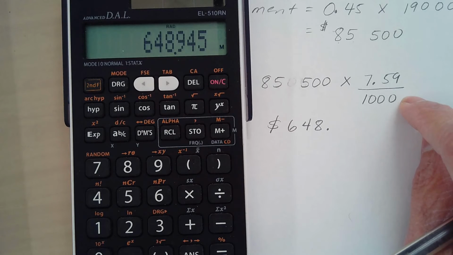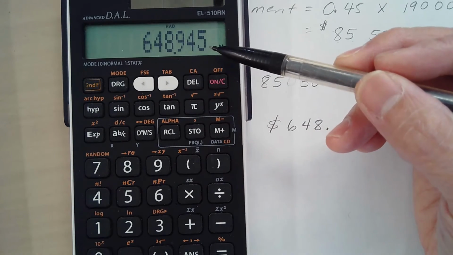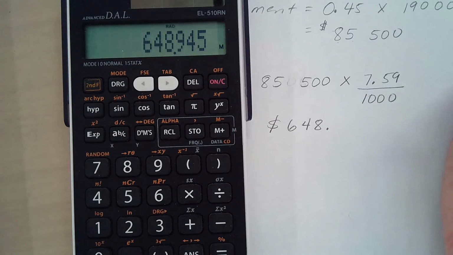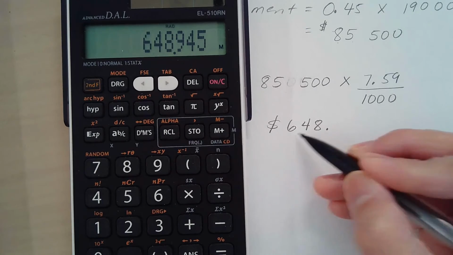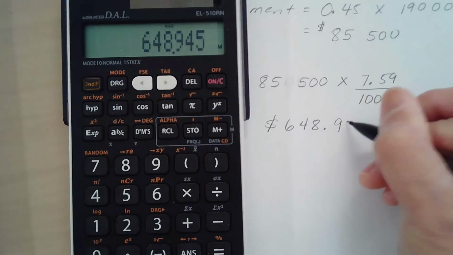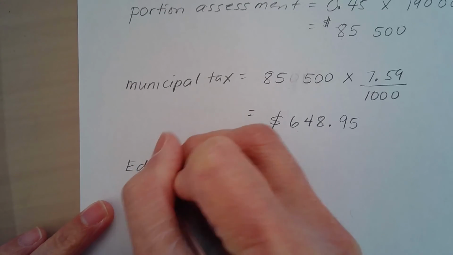Okay. Now, when we talk about money, it's always 2 decimal places. So how do we round that up? How do we round this number? Anything higher than 5, you round up. 95, yeah. $648 and, yeah, 95 cents, correct. Very good. Now let's do education tax.